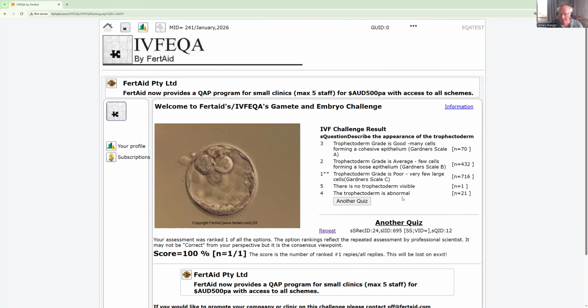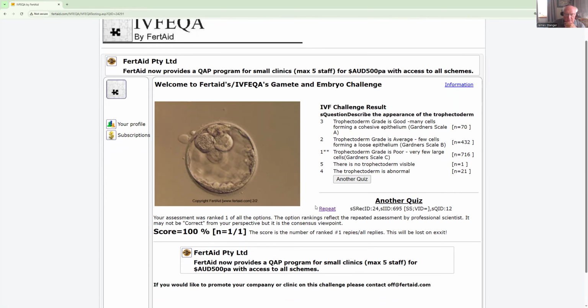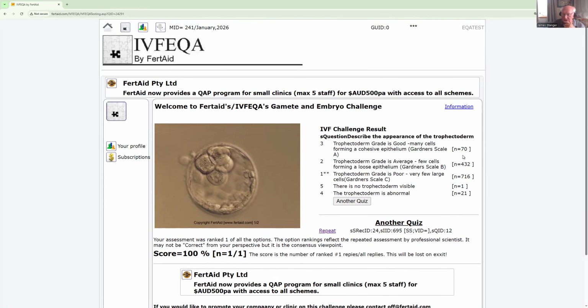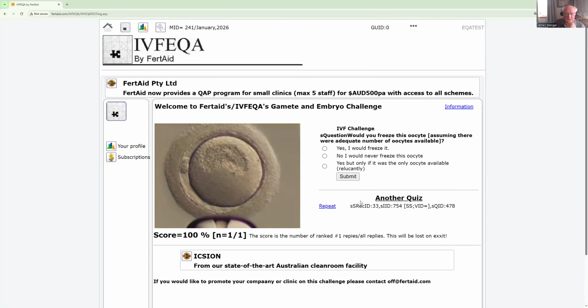So there's been about 1,000 replies to this image here, and you can see that 716 have agreed with me saying it's poor. 70 have said it was normal, which is a worry, but quite a few have said that's grade B. So I would have said this was clearly abnormal. It's a 4cc, right? But you can see how there's a diversity in response. So let's just do another quiz.